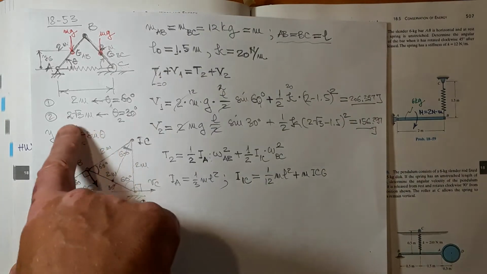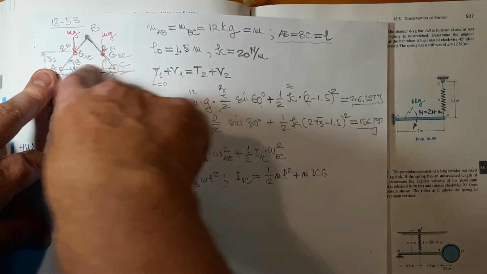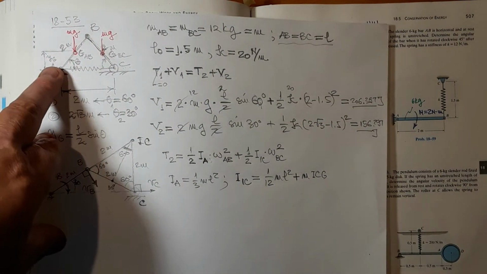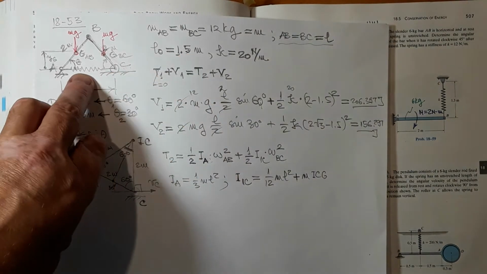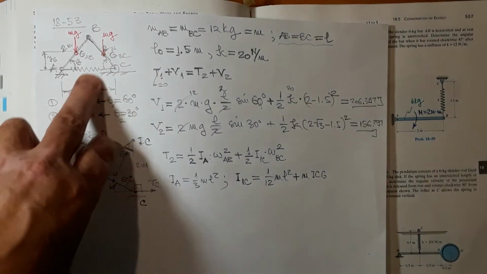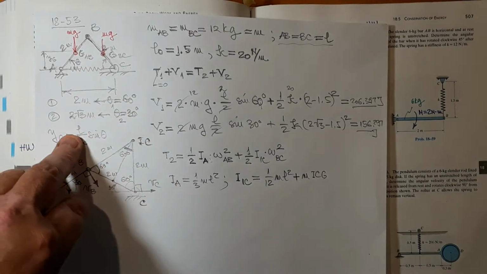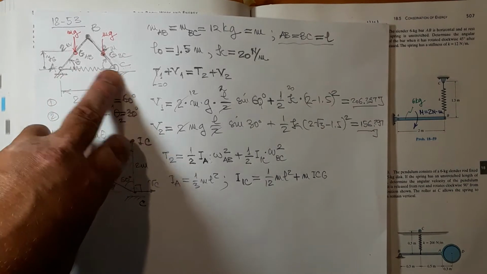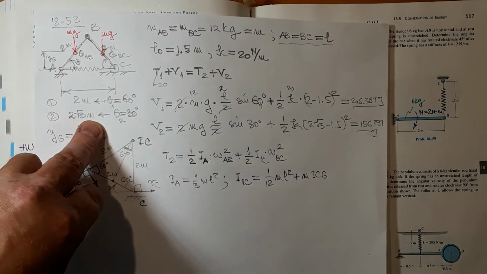And then if you look here, at position 1, when theta is 60 degrees, this triangle ABC is an equilateral triangle. So distance AC is 2 meters, longer than 1.5 meters. So at the initial position, the spring is already stretched. And then when theta is 30 degrees, there is further stretch of the spring. Distance AC is 2 square root of 3 meters.